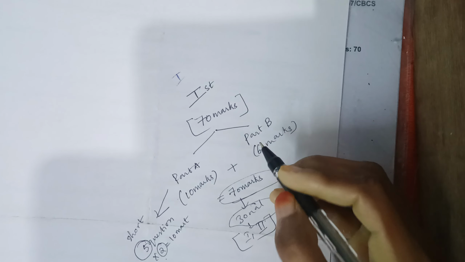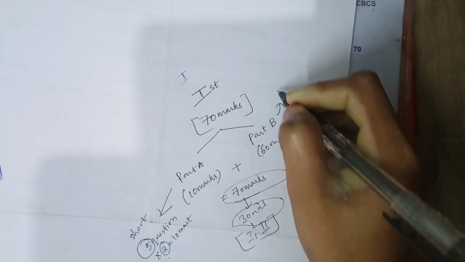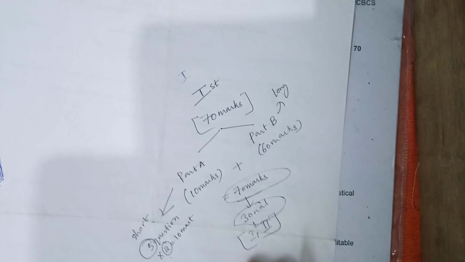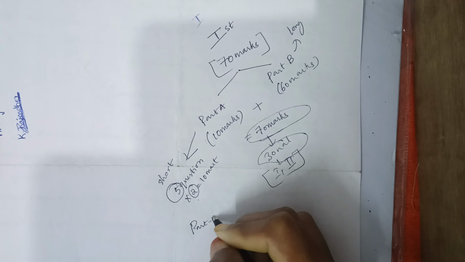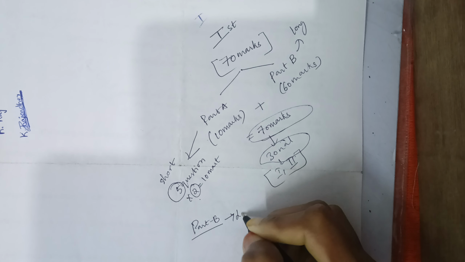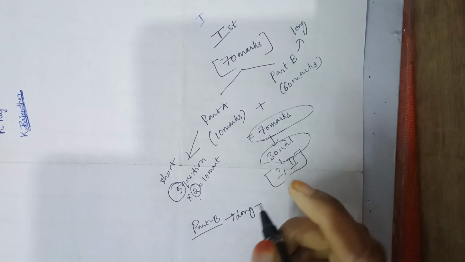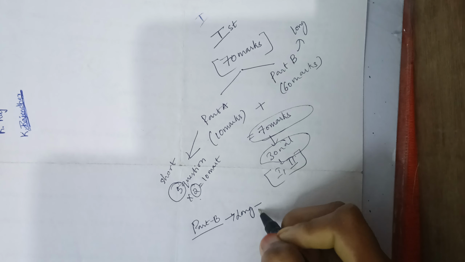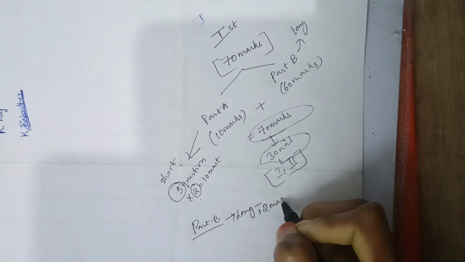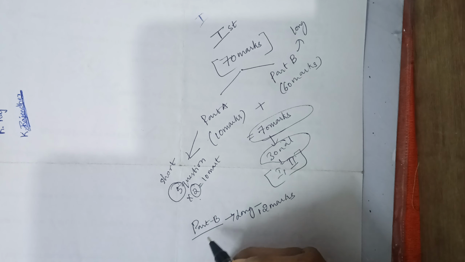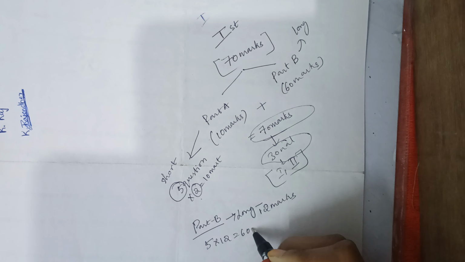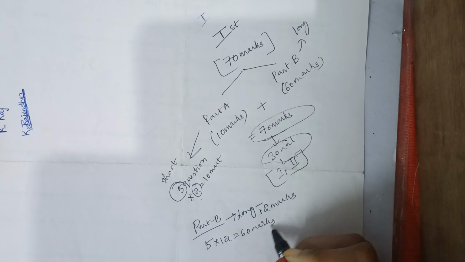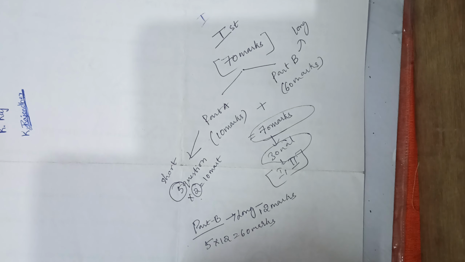Now part B. Part B is of long answer questions. Let me write here. Part B is of long answer, essay type questions, and each question carries 12 marks. In this we need to attempt 5 questions. 5 into 12 equals 60. And in part B, we have a choice.